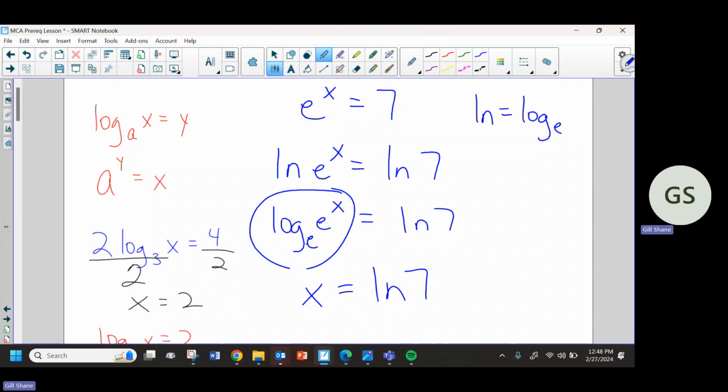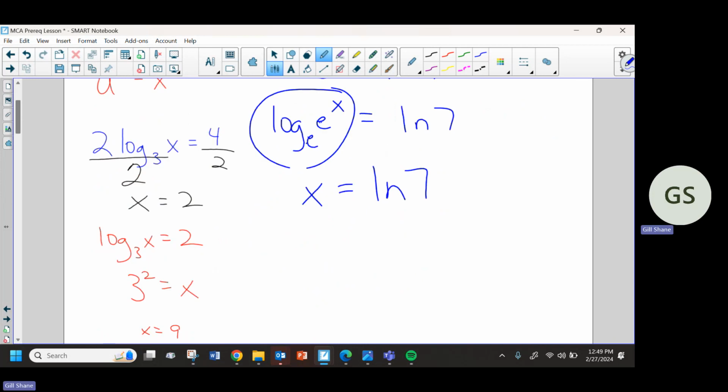So if you'll go ahead and take the natural log of 7, what did that come out to be? And you will be using the calculator a lot in your next videos.